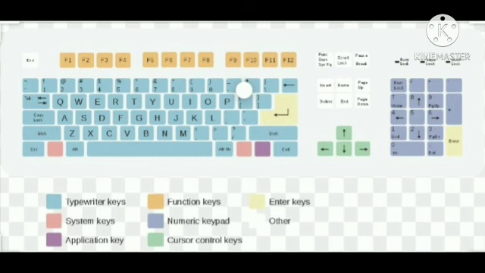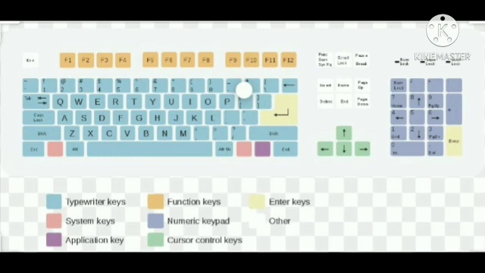Number keys. Number keys are the keys which have 0, 1, 2, 3, 4 written on them. There are 10 number keys. Function keys. There are 12 function keys. They have their own special function.